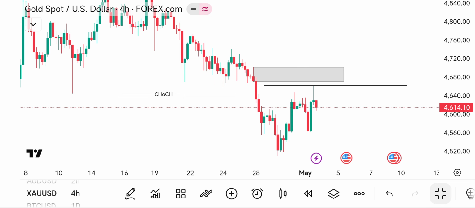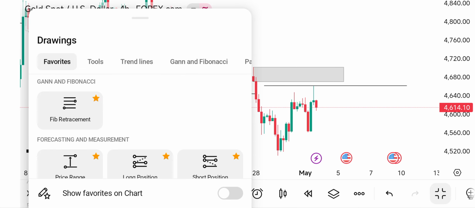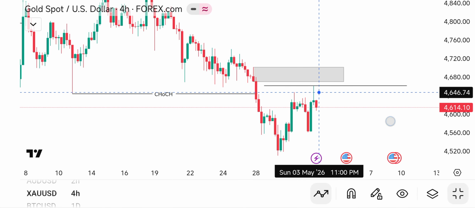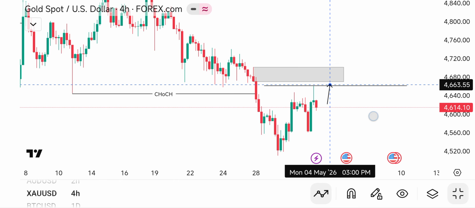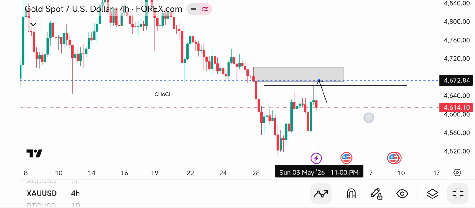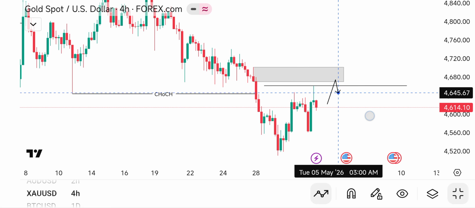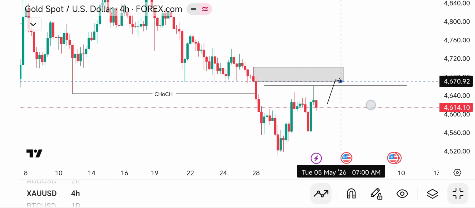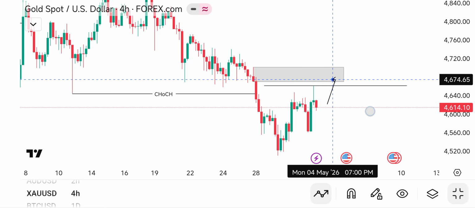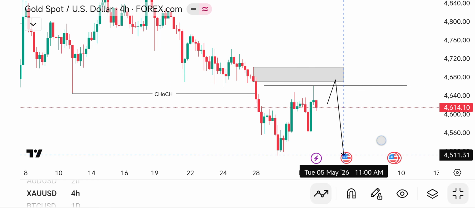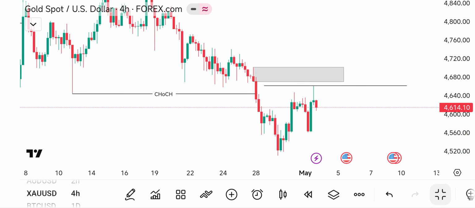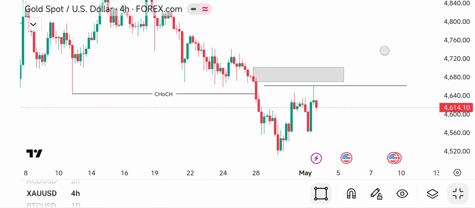So I'm expecting price to still come up like this, fill in the imbalance, mitigate this other block. Then if we see our confirmation from inside this other block, so then we sell from there. You understand? So right now we'll be looking for buys. So our entry will not be a buy to sell. You understand? So we'll buy markets to sell from this other block here.